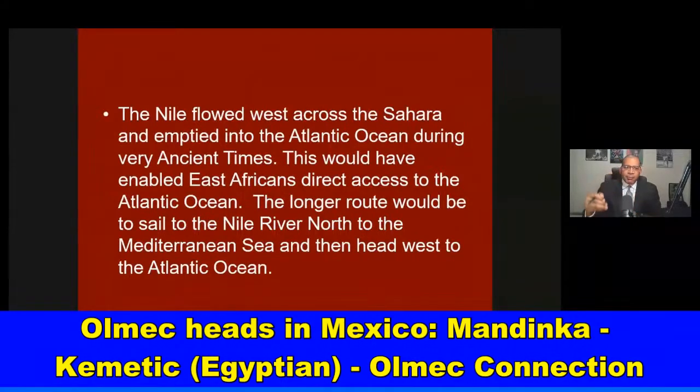This would have enabled East Africans direct access to the Atlantic Ocean. The longer route would be to sail to the Nile River, to the Mediterranean Sea, and then head west to the Atlantic Ocean.